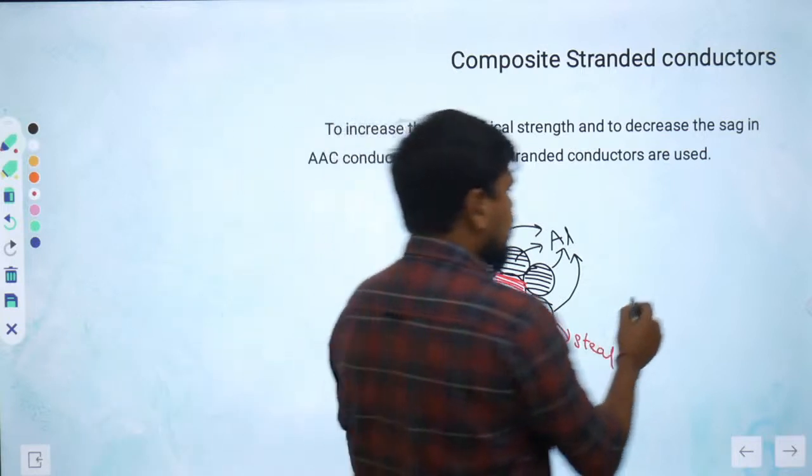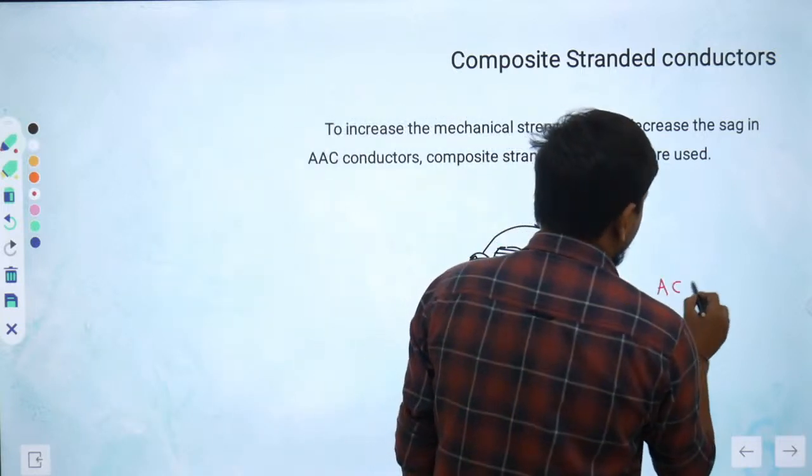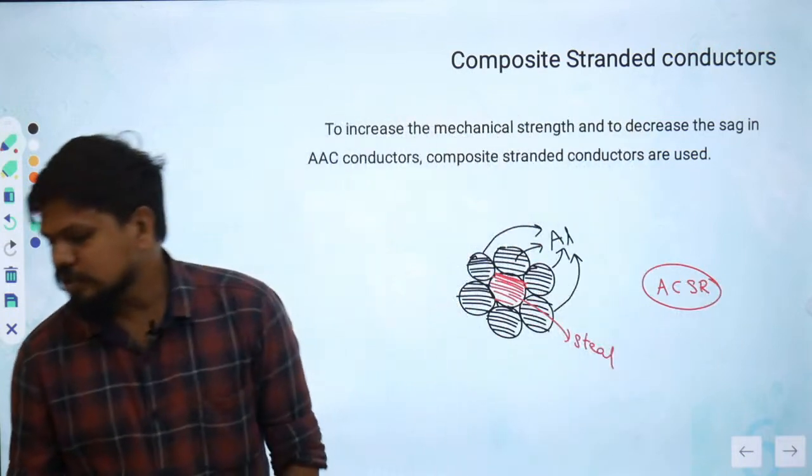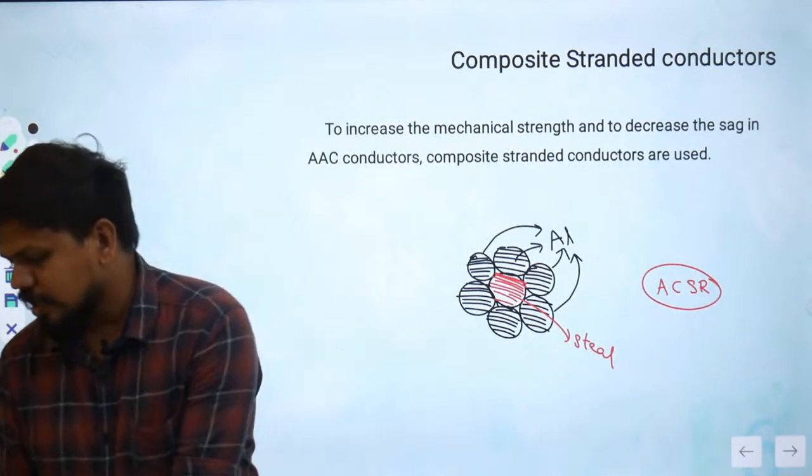Now you see, what is this type of conductor? ACSR type of conductors, okay? So I told you at the beginning, directly we are not using ACSR type of conductor, okay?